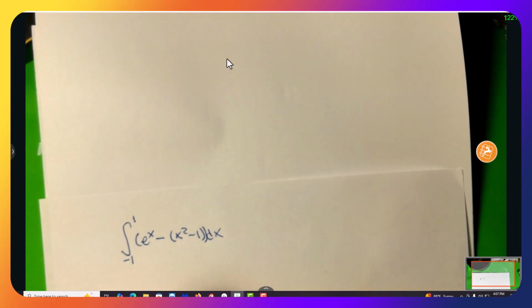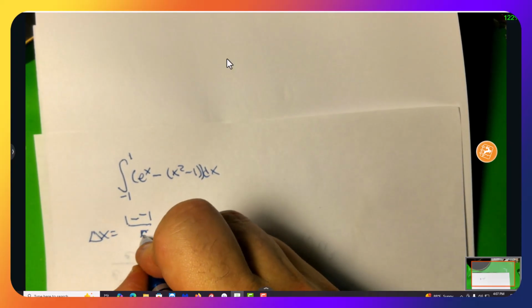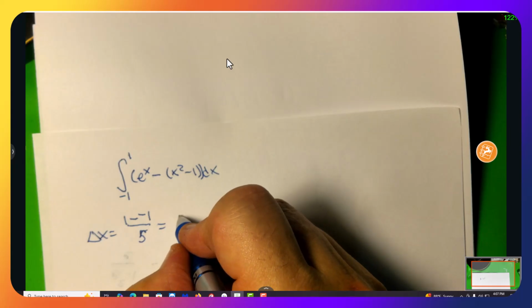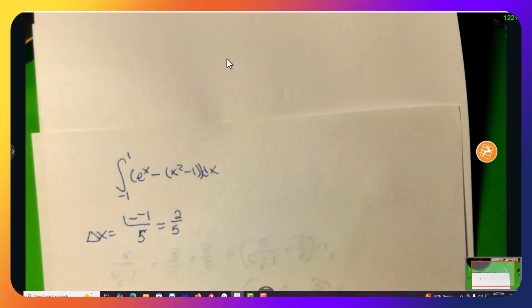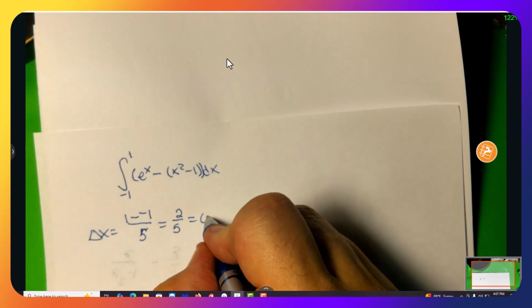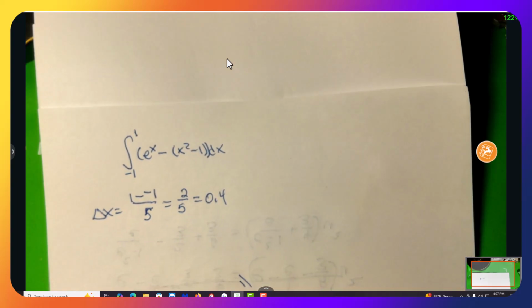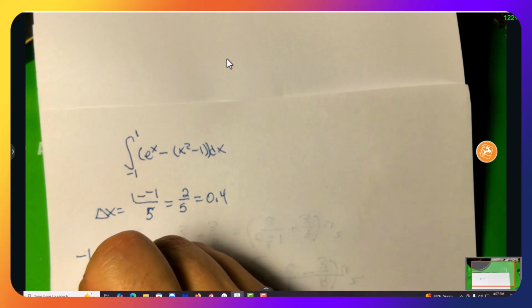So delta x is (b minus a) over n, 1 minus -1 over n, and n I said was going to be 5. So 1 minus -1 is 2, so it's going to be 2/5. This is going to be 4/10. So we're going to start at -1.